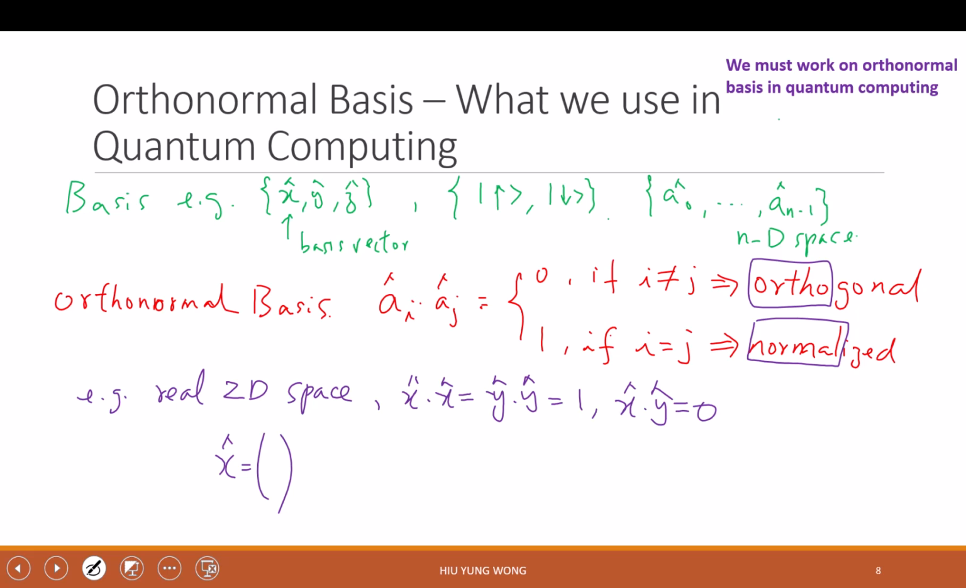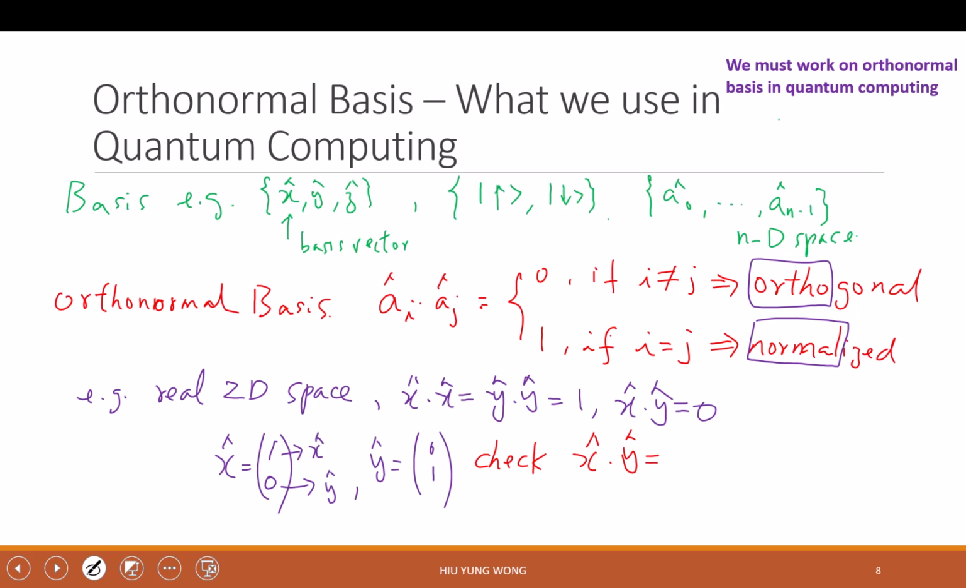1, 0, very good. 1, 0, right? Where some of you might suddenly get confused because it has 1 unit of x hat and 0 units of y hat. Okay, how do you write y hat? 0, 1, thank you. Yeah? So we can do a simple check, right? X hat dot y hat, how do you compute?